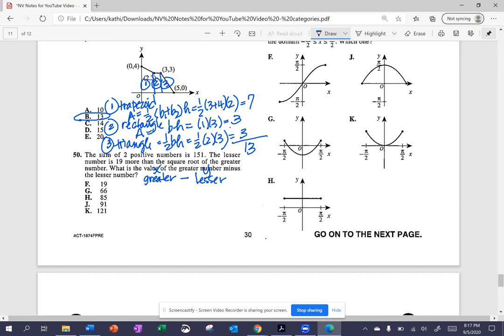So this is a systems of equations. The sum of the two numbers is 151, so one equation is x plus y equals 151. And my second equation is the lesser number is 19 more than the square root of the greater number. So y equals the square root of x plus 19. So these are my two equations.